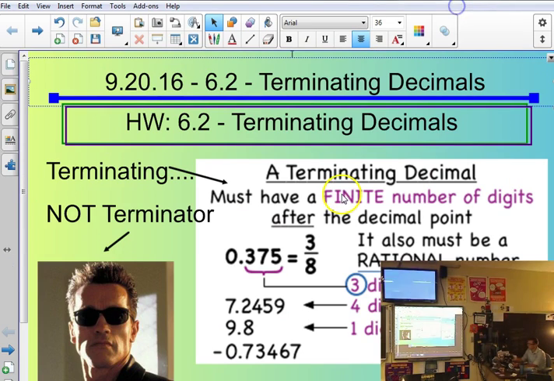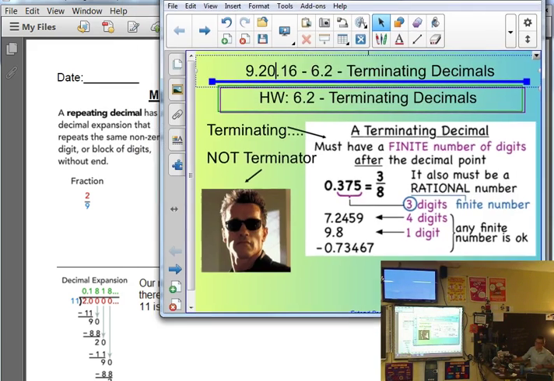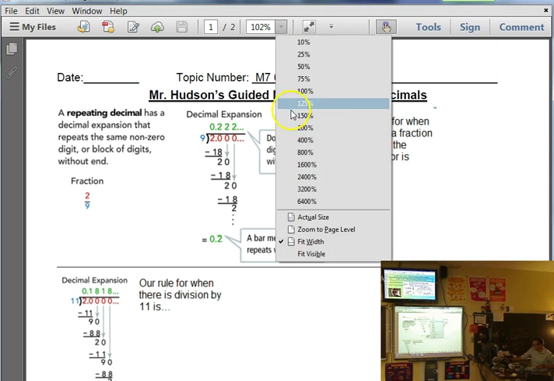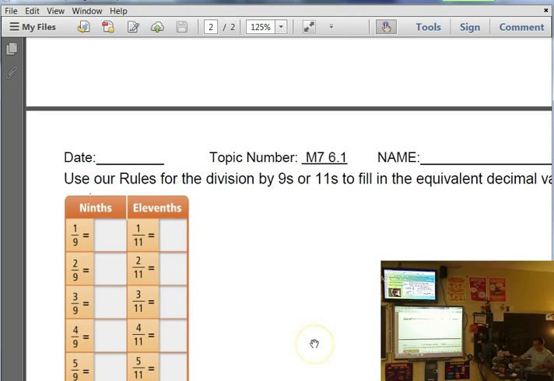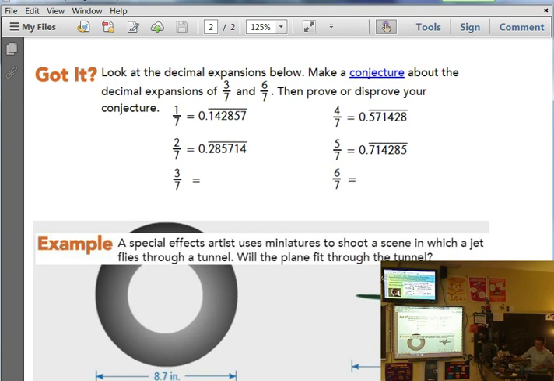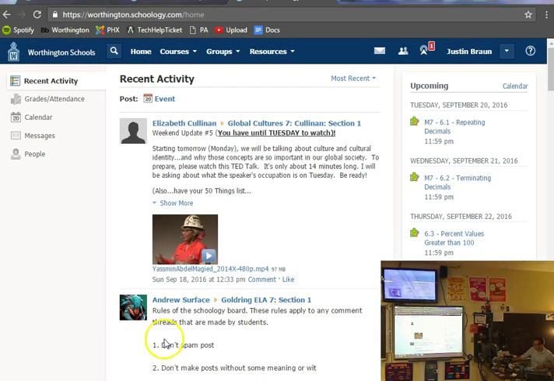6-2, Terminating Decimals. Terminating, not the Terminator. It's a bad joke, I know. Of course, Mr. Smith walks in as I make one of my worst jokes. Don't worry. I'll be... He said, don't worry, I'll be back. Like the Terminator. I'll be back.